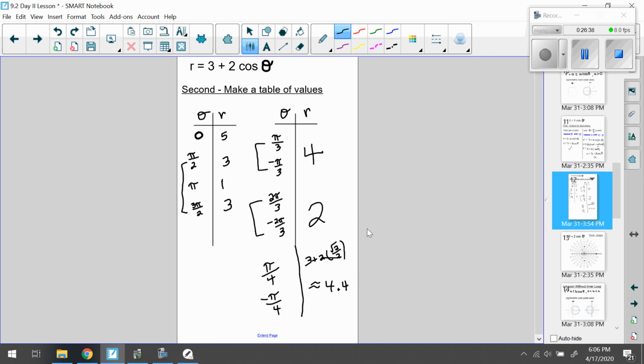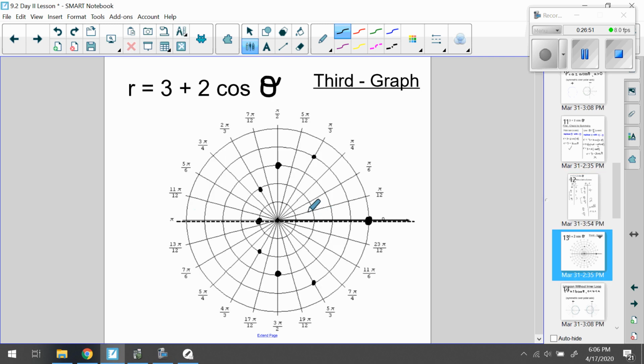Maybe that's not necessary, but if you're feeling like you've used all your nice points and you need more points, you can always pick something that's a little less nice and just use your calculator to help you out. So since we have those points, let's go ahead and put those in. For pi over 4, I'm going to go out 4.5 units, so a little under 4.5, about right here. And then the same thing for negative pi over 4, which is going to take me a little under 4.5, right about here. Okay, so I think I'm ready to maybe connect the dots and see what happens.